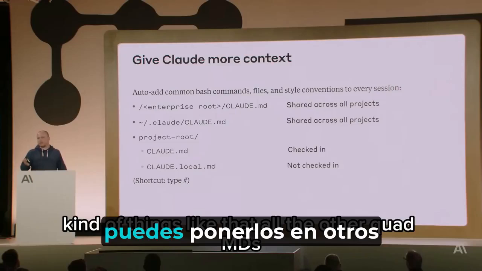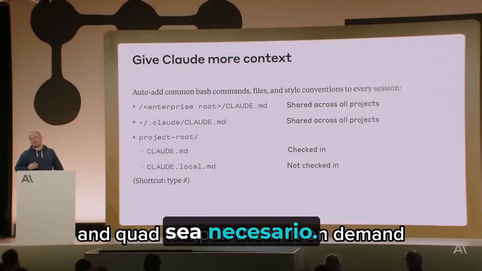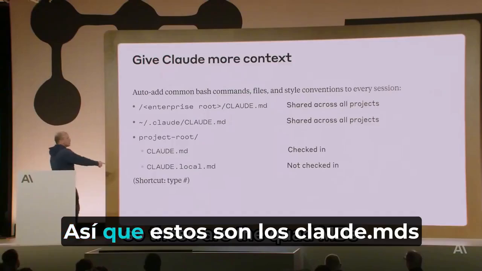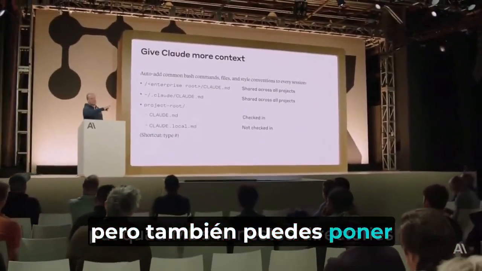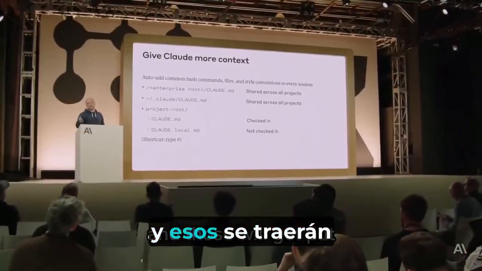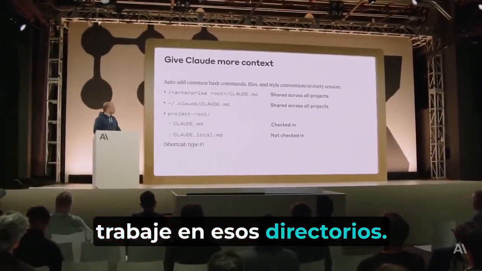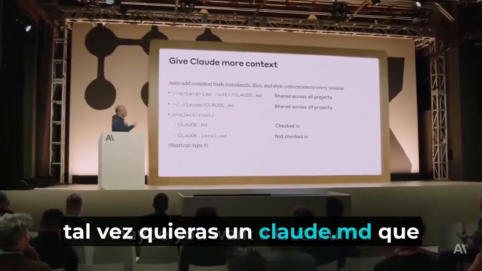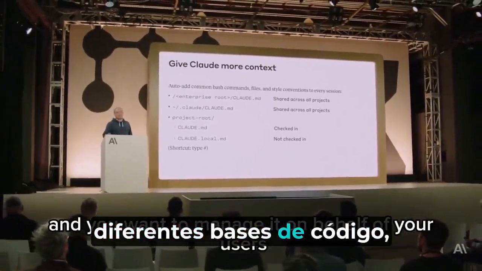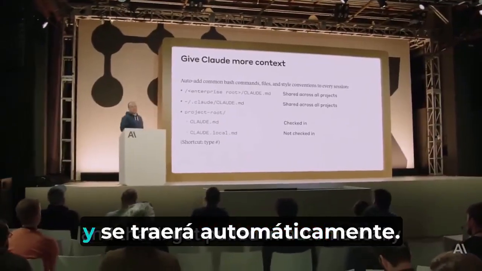All the other Claude.mds, you can put them in other nested child directories, and Claude will pull them in on demand. So these are the Claude.mds that will get pulled in automatically, but then also you can put Claude.mds in nested directories, and those will get automatically pulled when Claude works in those directories. And of course, if you're a company, maybe you want a Claude.md that's shared across all the different code bases, and you want to manage it on behalf of your users, and you can put it in your enterprise root, and that'll get pulled in automatically.